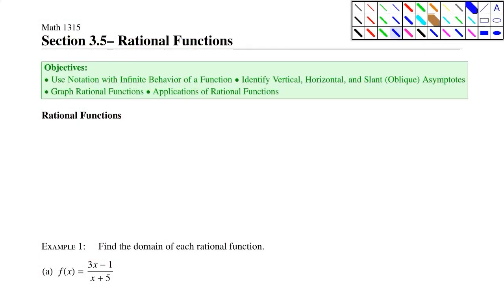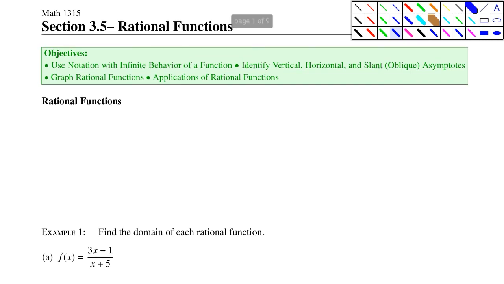In section 3.5, we look at rational functions, including notation for infinite behavior of such a function. We'll identify the vertical, horizontal, and slant or oblique asymptotes of a rational function. We'll learn how to graph it and see some of the applications of a rational function. So the first question, of course, is what's a rational function?